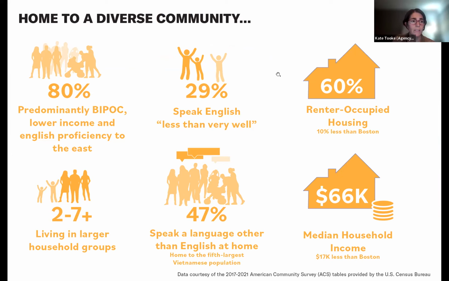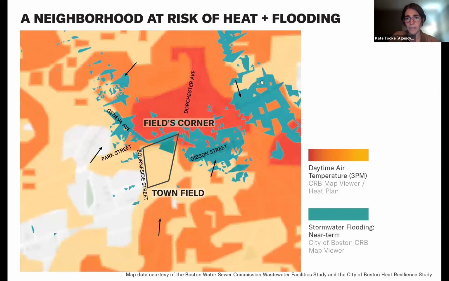So this is a neighborhood that's predominantly BIPOC population and has a lower level of English proficiency than across the city as a whole, and many folks speaking a diversity of languages at home. I think the other thing that really stands out about the Fields Corner neighborhood is that people are living in relatively dense households, so lots of folks living under one roof together in larger family groups. It's a mostly renter occupied housing stock, and a little bit less than the median household income of Boston as a whole. So a real need for open space here.